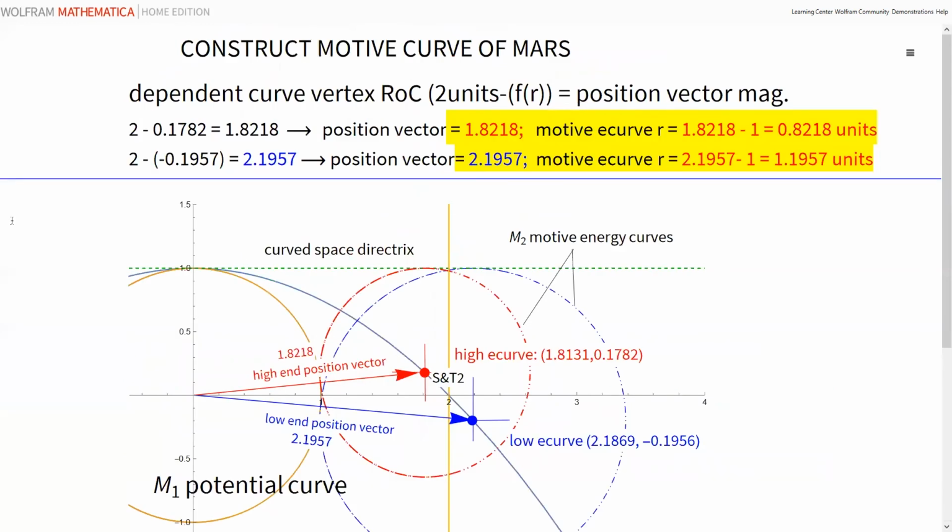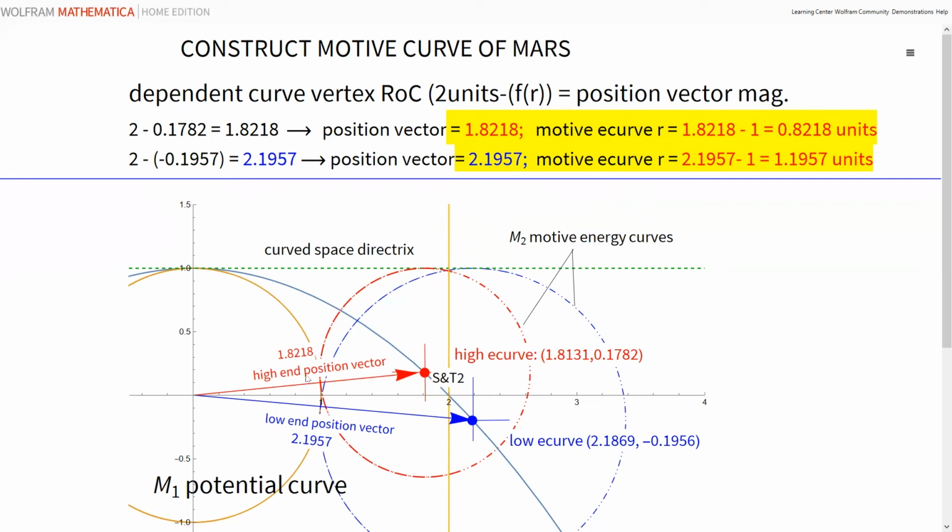Construct motive curves of Mars. The dependent curve vertex radius of curvature will be 2 units minus f of r. Every parabola vertex radius of curvature is 2p. 2 minus f of r will give us a 1.8218 position vector. 2 minus negative f of r, low end parameters, will give us a 2.1957 position vector.